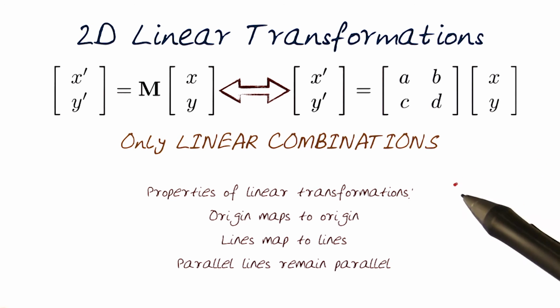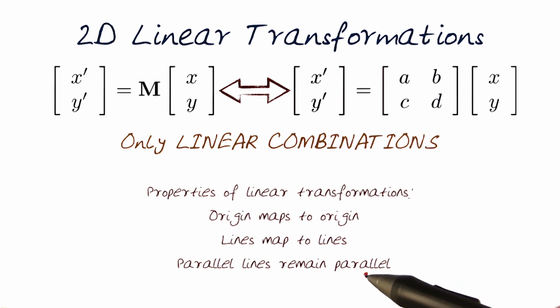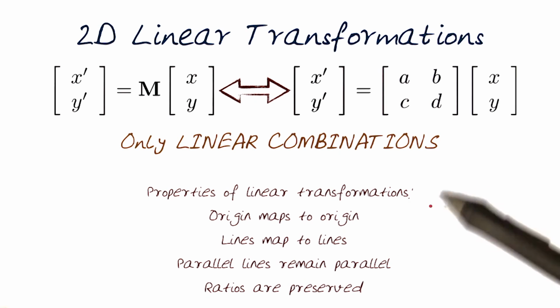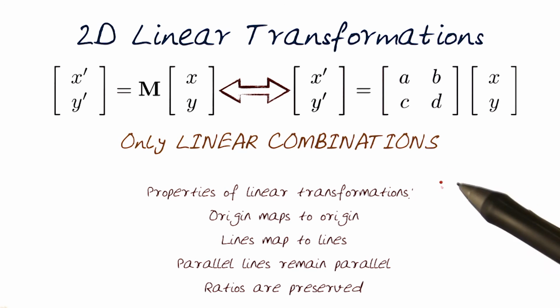All parallel lines, because of the fact that everything is a straight line, will also appear as parallel in the new image. And all ratios would actually be preserved as much as possible on that image.